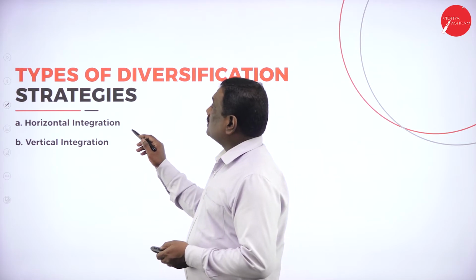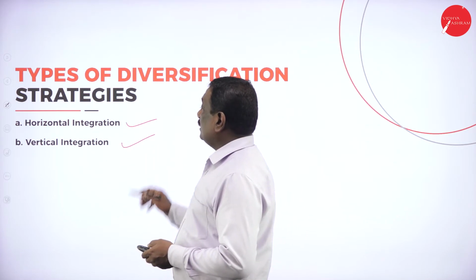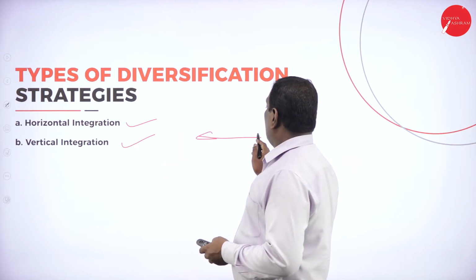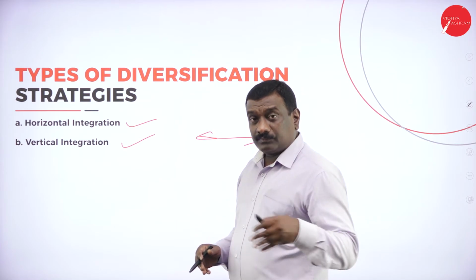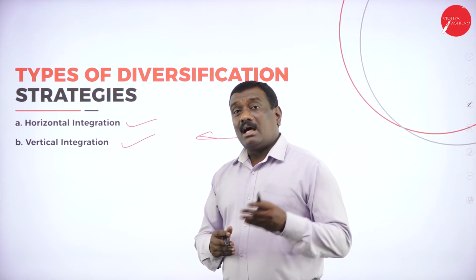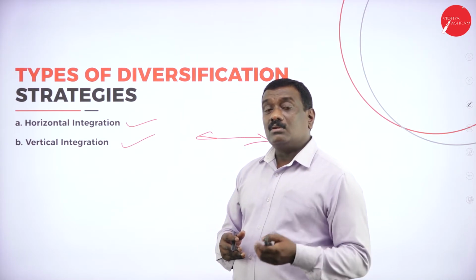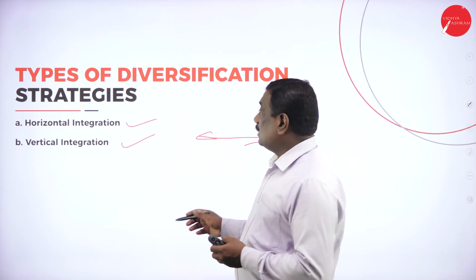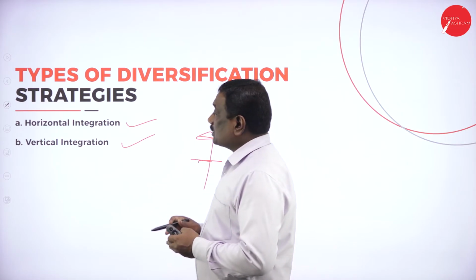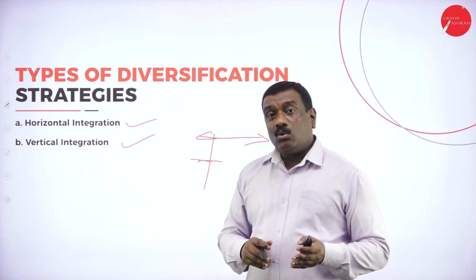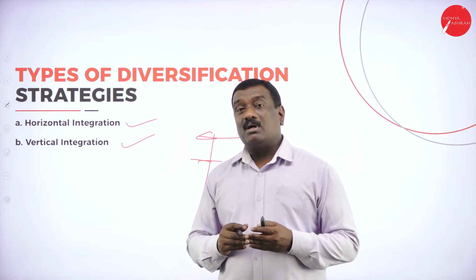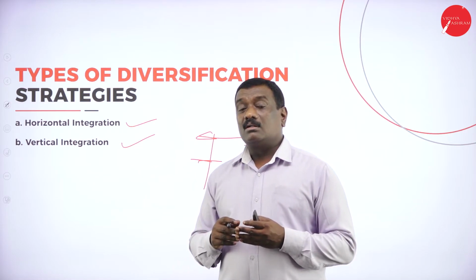Now the types of diversification strategies are horizontal and vertical. In the horizontal way, the manufacturer goes backwards and takes over the suppliers of those items, and starts supplying the raw materials himself. In vertical integration, the manufacturer goes forward and takes over the distribution part, which was assigned to somebody else, a particular distributor.